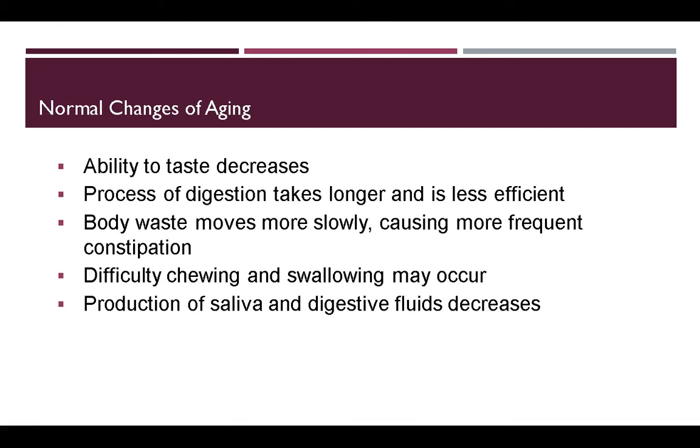Expected changes that are a part of aging include ability to taste decreases. Process of digestion takes longer and is less efficient. Body waste moves more slowly, causing more frequent constipation. Difficulty chewing and swallowing can occur. Production of saliva and digestive fluids decreases. Knowing these normal changes will help you better recognize and understand what is abnormal for the body as a person ages.